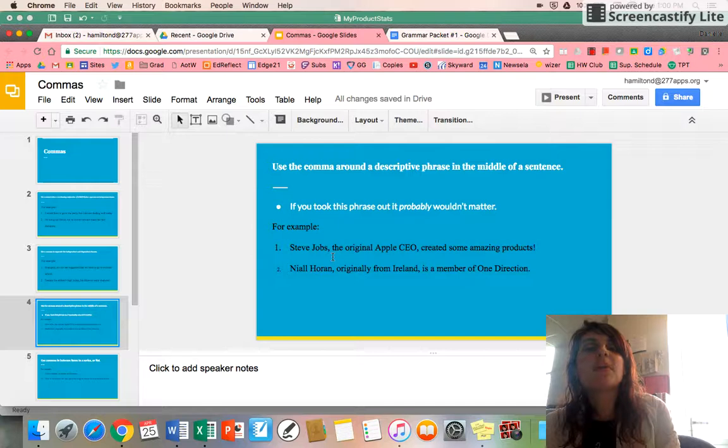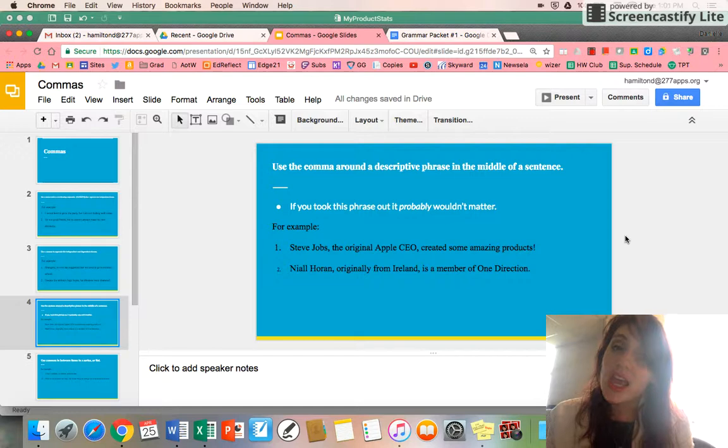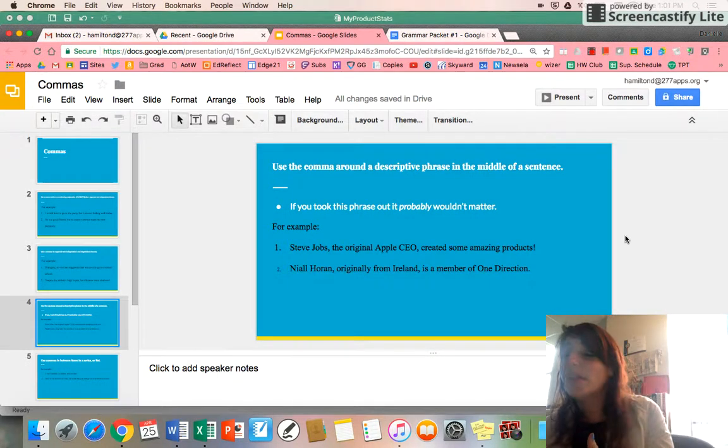Use commas around a descriptive phrase in the middle of a sentence. If you took this phrase out, it probably wouldn't matter. And this is a really important rule to remember because lots of people add details in that need these commas because they're supplemental. They're unnecessary, but they're helpful. So if I was to say Steve Jobs created some amazing products, I wouldn't need to say he was the original Apple CEO because one, a lot of people know who he is, and two, it doesn't matter that he was for Apple because some of the products he made weren't with Apple.